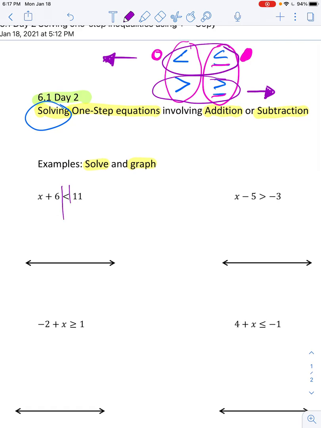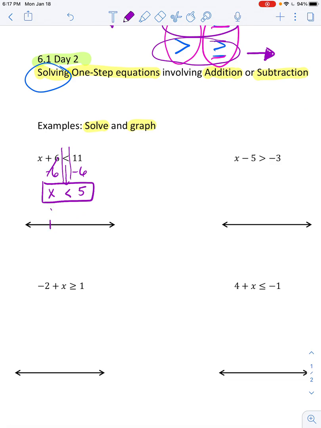Here, you can kind of just think about this like we did before. To get rid of this plus 6 and separate it from the x, we'll need to subtract 6 from both sides. We'll end up with x, and then I'm just copying this same symbol. So I have x is less than 5. So that was what we did back in the day, and this is now going to be what we did yesterday. So I'm going to be looking at 5.